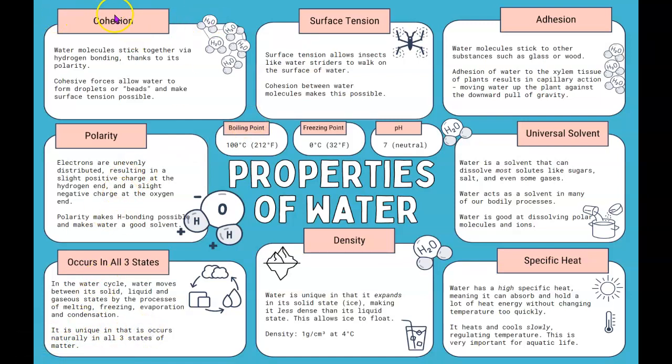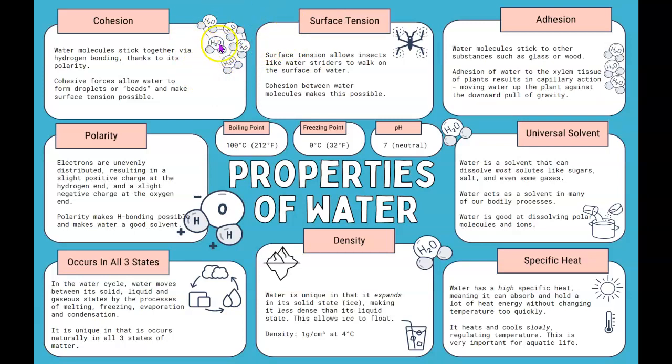Let's start up here with cohesion. Cohesion is a property of water, and this is where the water molecules stick together through hydrogen bonding. The reason for that is the polarity of water, and we're going to talk about that as well. Cohesion forces allow water to form droplets or beads and make surface tension possible. If you are familiar with bugs that walk on water, that is because of the cohesion of water.